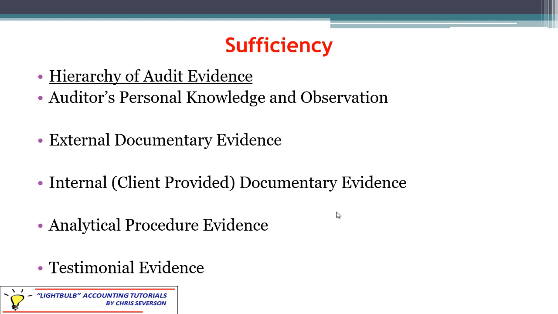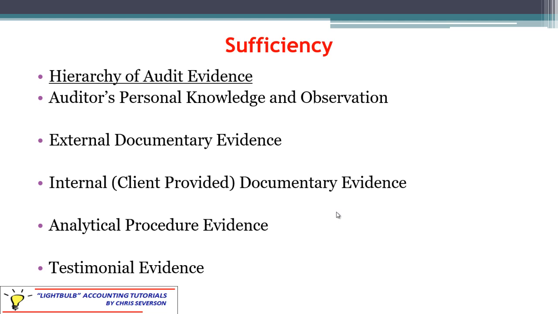The next level of evidence would be external documentary evidence. So this is information that started from an outside party. And we'll talk more about some different aspects of that later on. The next level down would be internal documentary evidence, and we're talking internal to the client. So we're auditing the client, but this information is coming from them. As you can imagine, there's some question as to the source. Can we trust it? Is it reliable?